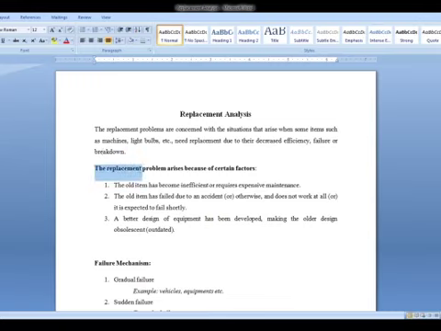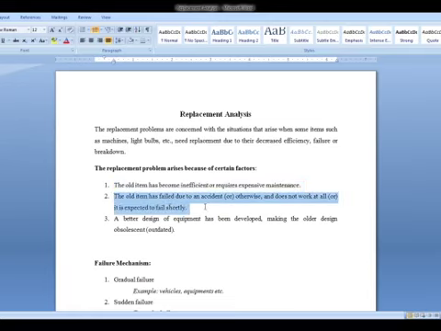The replacement problems arise because of certain factors. The first one: the old item has become inefficient or requires expensive maintenance. Maybe your car has become really old and the maintenance cost has gone up really high, so it is cheaper to buy a new car than maintaining the old car. That might be one case.